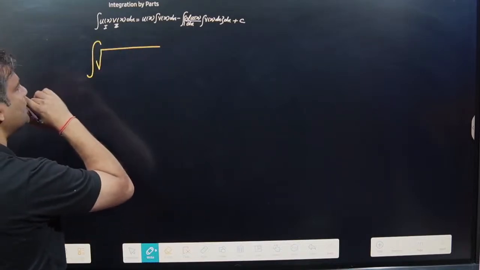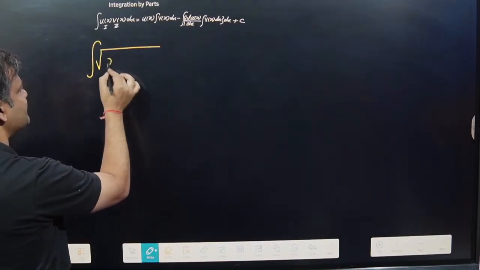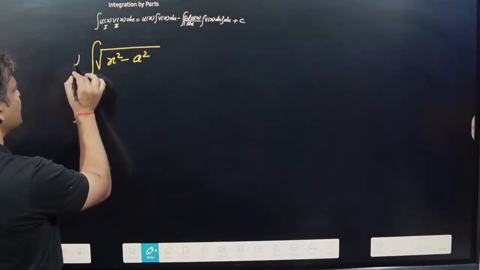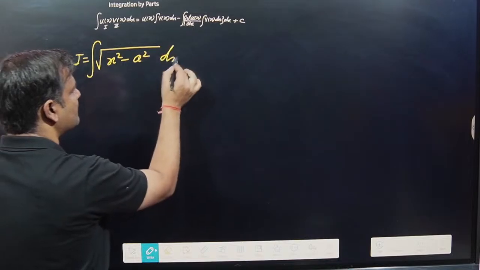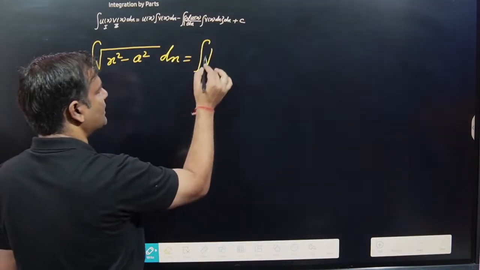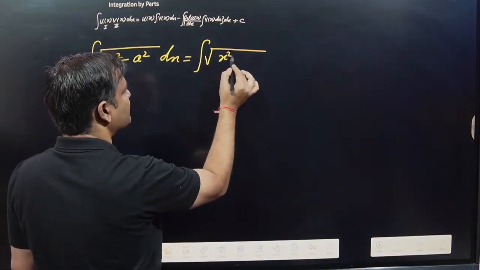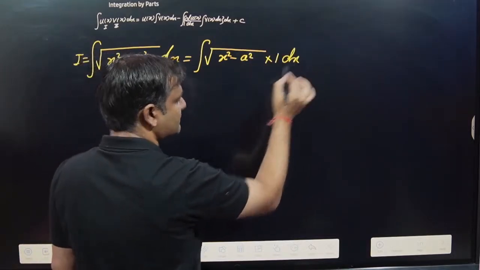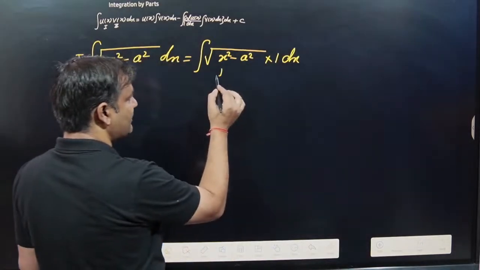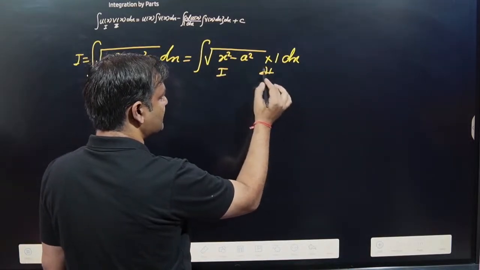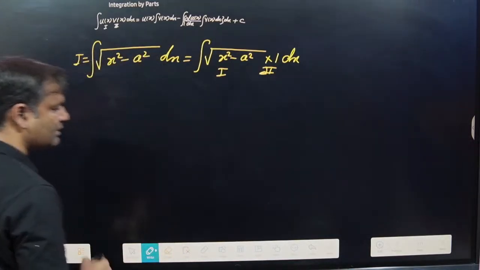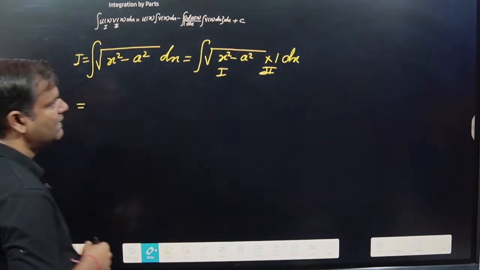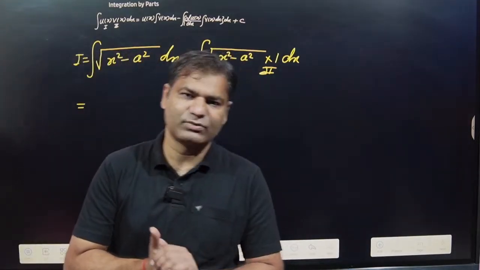Now, integration of under root x square minus a square, how can we do it? Simply, let this be I. Write it as integration of under root x square minus a square into 1 into dx. This one is the first function and this one is taken as the second function. So first into second. Which one do we take first? Under root x square minus a square is taken as the first function.